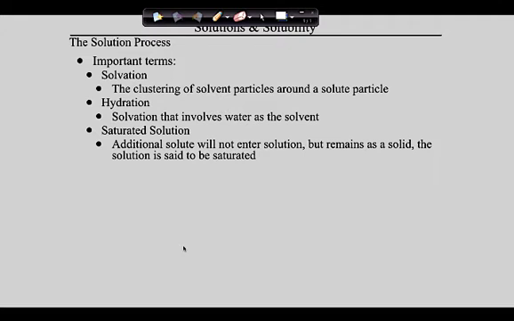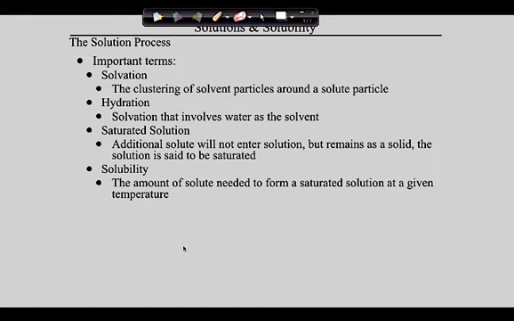Okay, so then guys, the next term that you need to know is solubility. The solubility is the amount of solute needed to form a saturated solution at any given temperature. And we'll talk about the temperature dependency in just a minute.